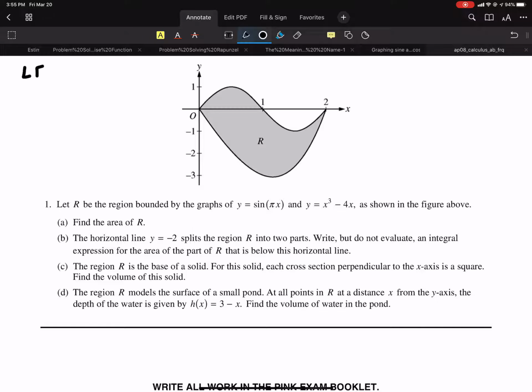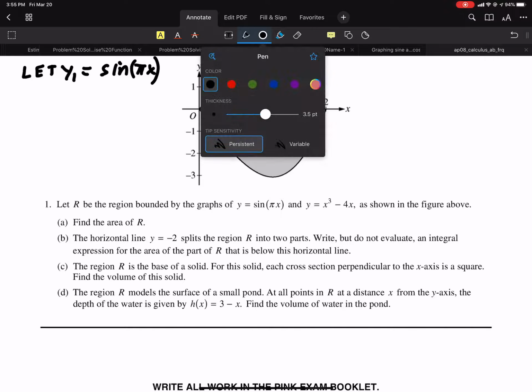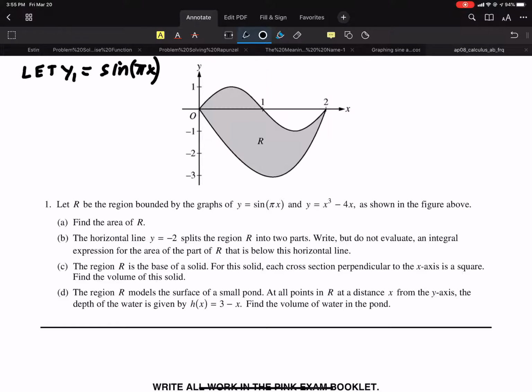So I would do one of these. Let y1 equal sine pi x. That tip's a little fat. Let me shrink it down. And we'll do let y2 equal the other function. Put those in your calculator.